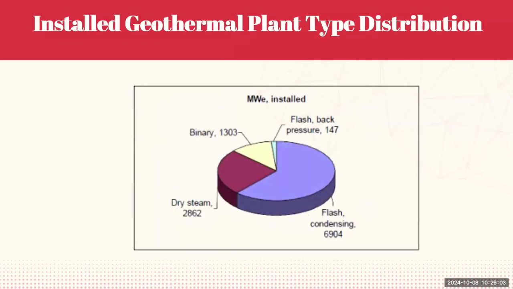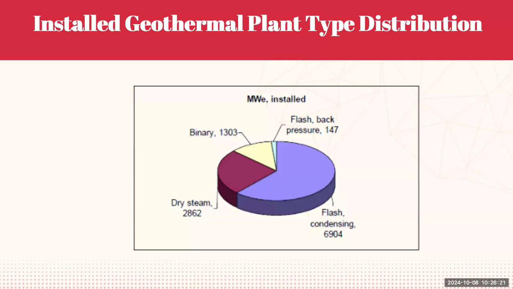How about the type of installed geothermal plants? Well, this pie chart shows the distribution of the different plants by capacity. Flash condensing plants make up the largest portion with 6,904 megawatts installed globally. So these plants are the most common due to their efficiency at high temperature.